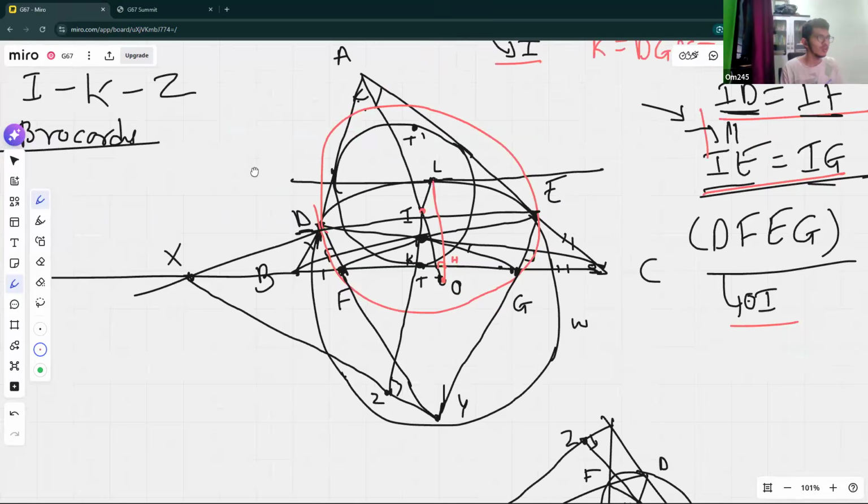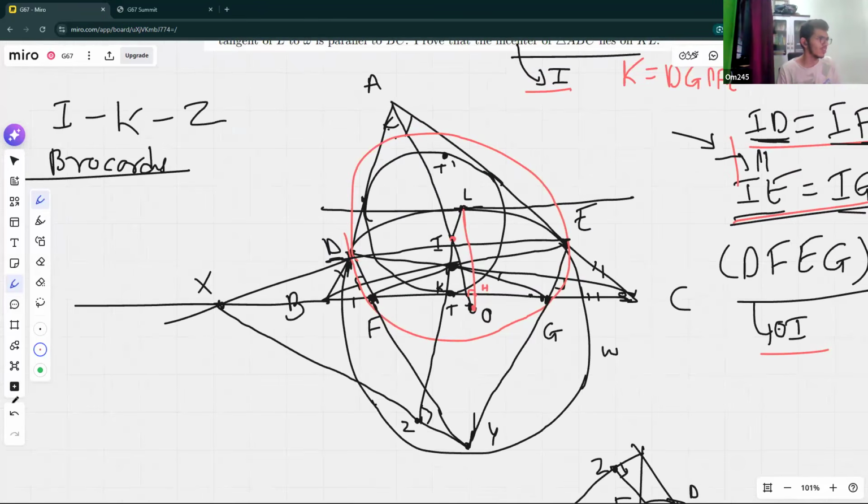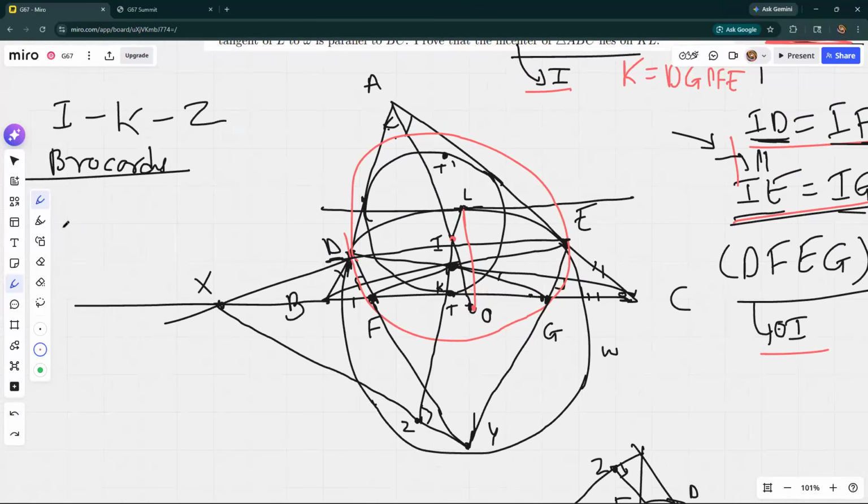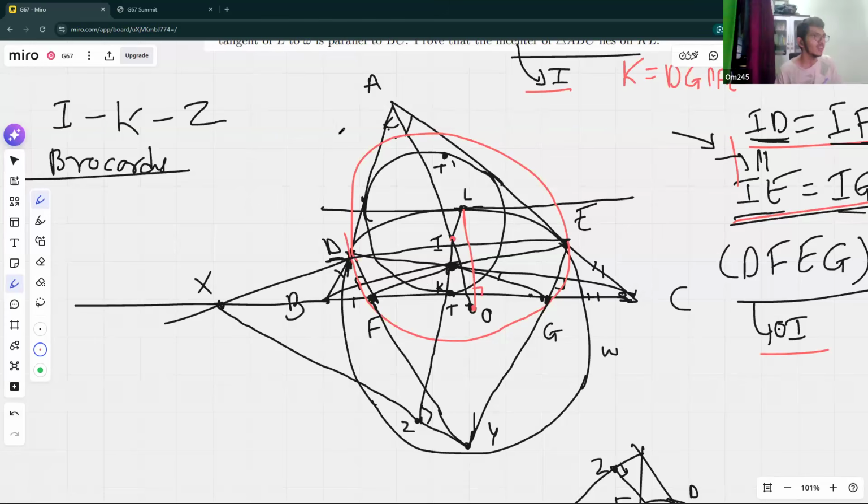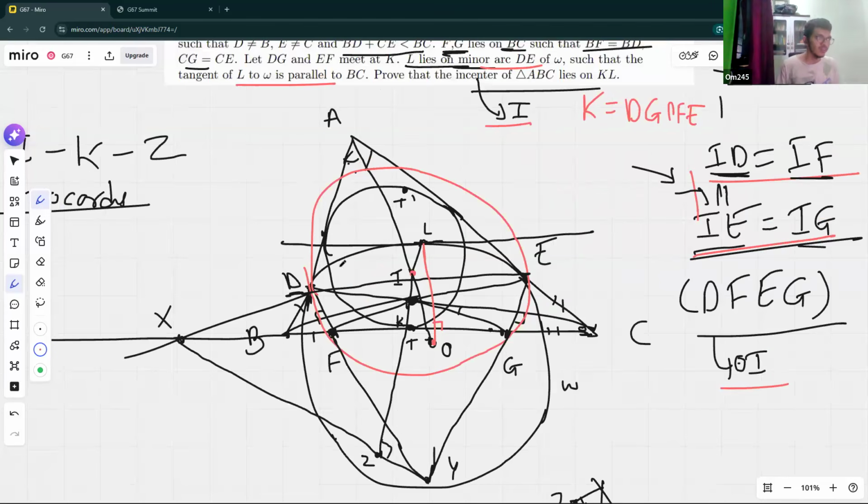Okay. So wait a second. That does not necessarily mean perpendicular, is it? It is parallel to BC. It does necessitate perpendicular. The tangent through L is parallel to BC. Yes. So by definition of L, which is parallel to BC, that's perpendicular.